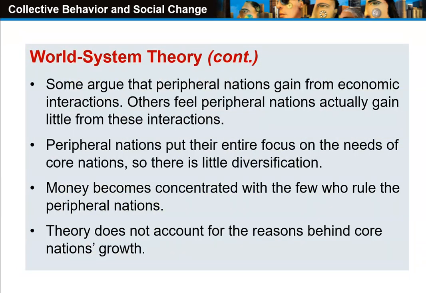Some argue that peripheral nations gain from economic interactions. Others feel peripheral nations actually gain little from these interactions. Peripheral nations put their entire focus on the needs of the core nations, so that there is little diversification. Money becomes concentrated with the few who rule the peripheral nations. This theory does not account for reasons behind the core nations' growth.